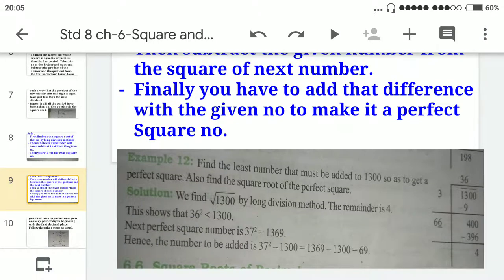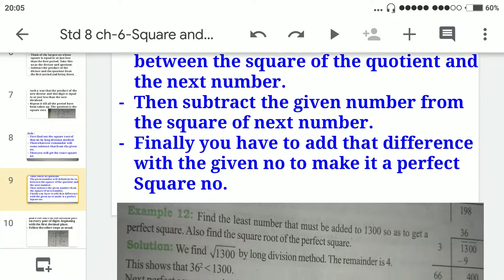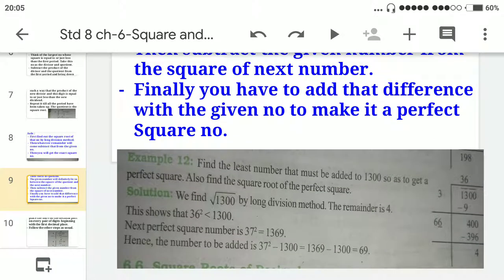That means here you can see, children, we are calculating for the number 1300 and the quotient is coming as 36. So this 1300 must lie in between the square of 36 and the square of the next number, 37. Then what is the procedure? Subtract the given number from the square of the next number. The next number is 37, so the square of 37 is 1369. So just subtract the number from the square of 37. That means 1369 minus 1300. We have the difference as 69.